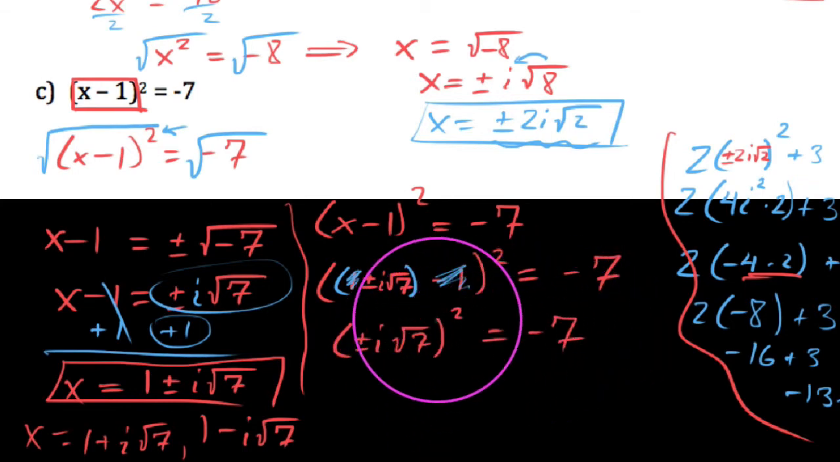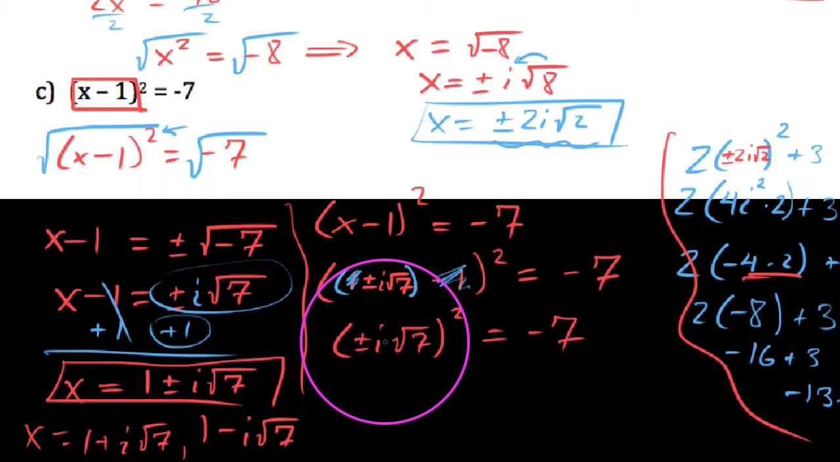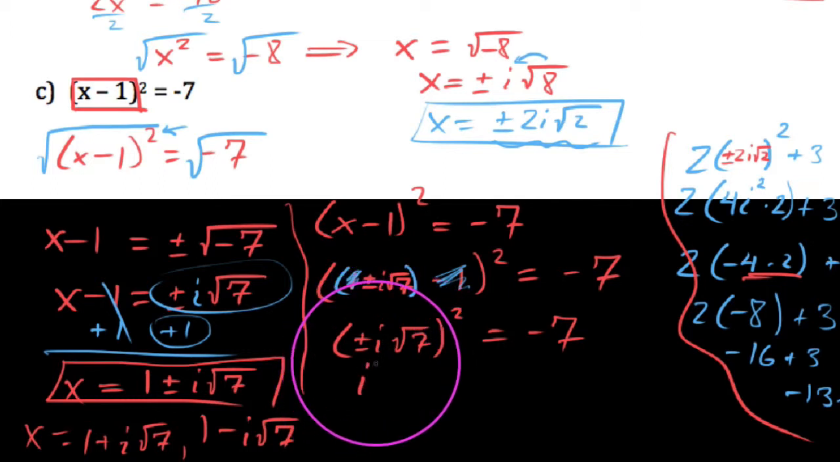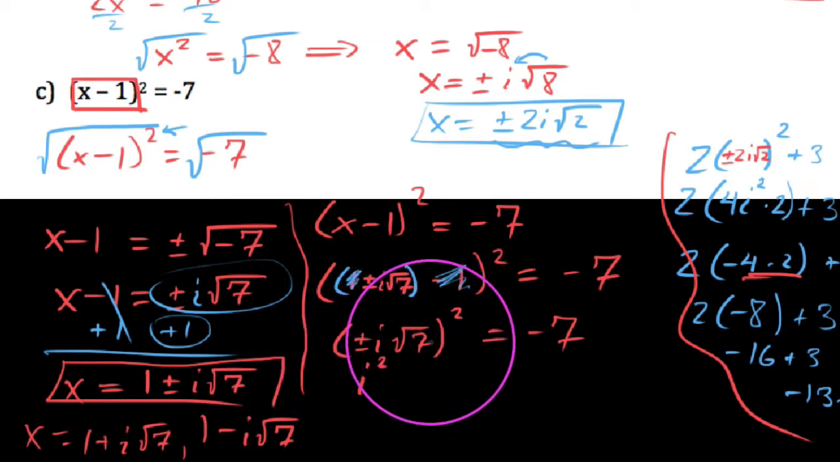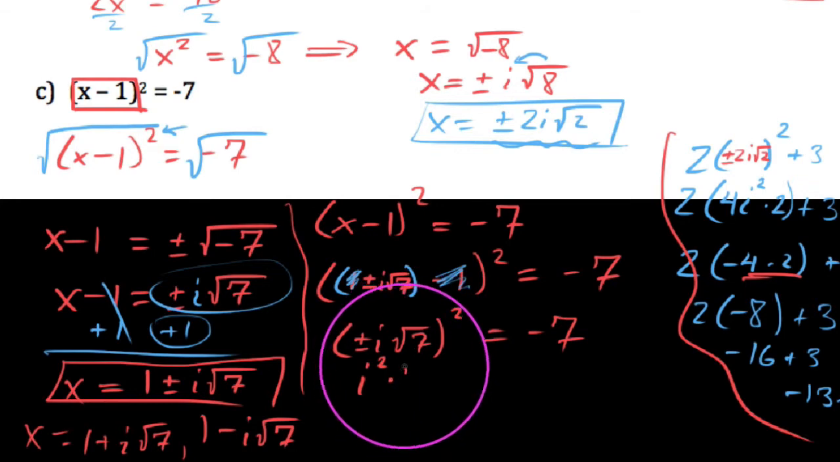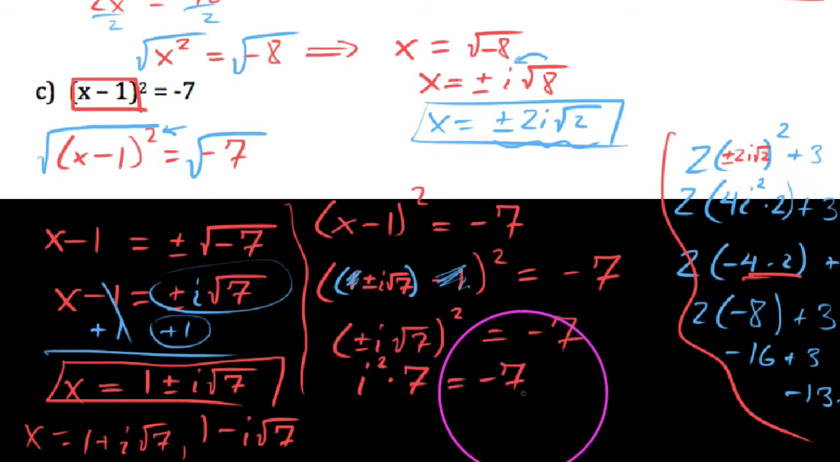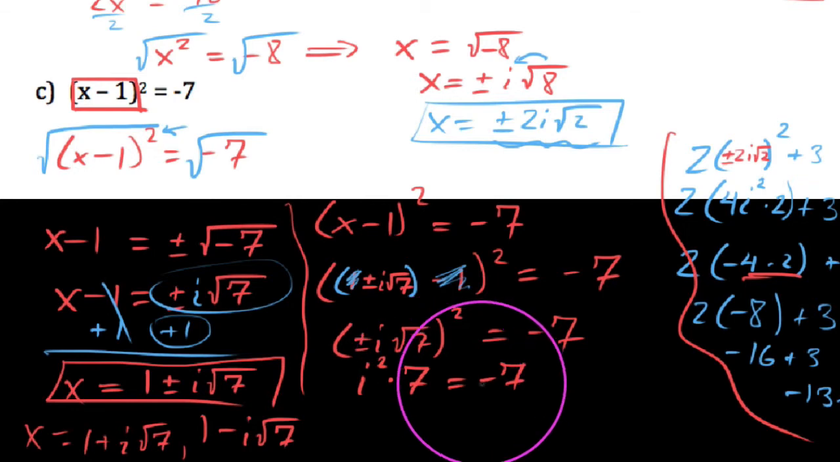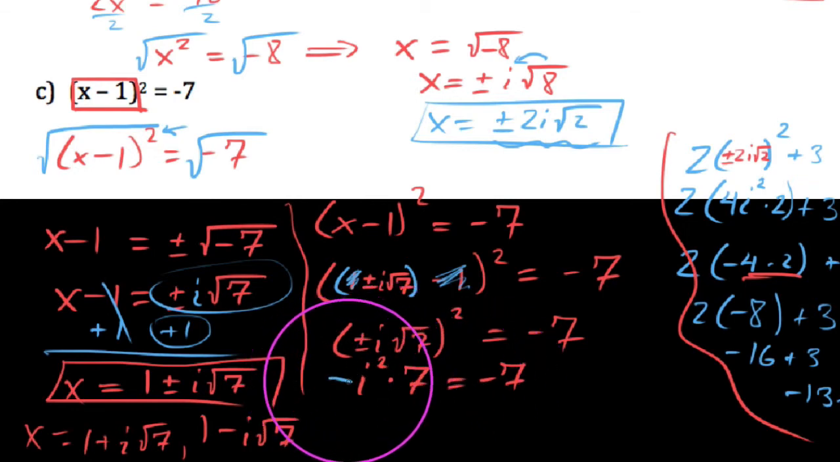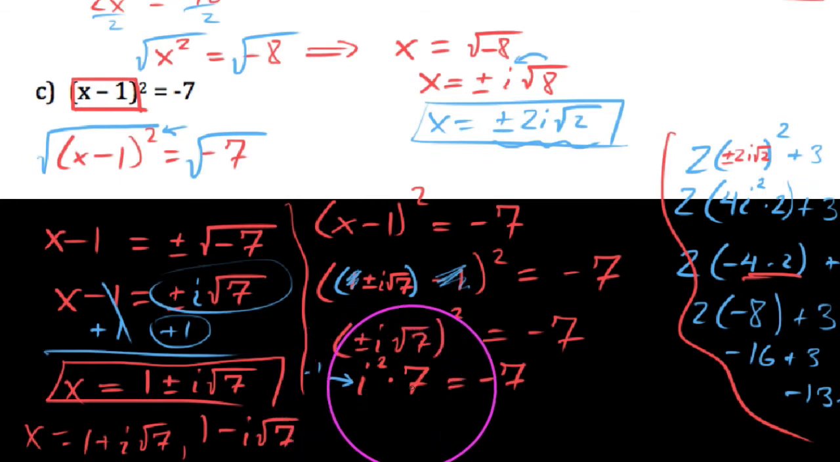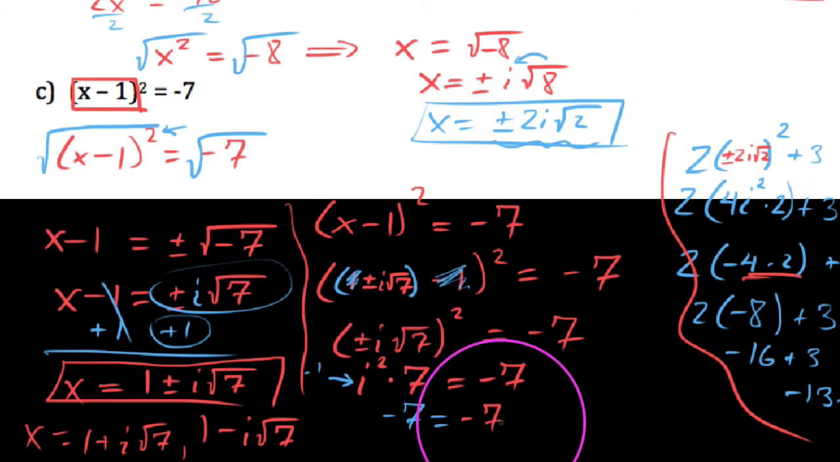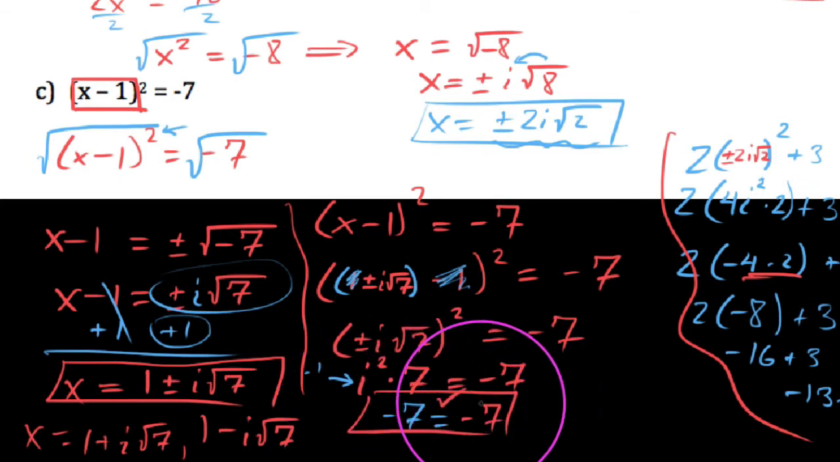So now squaring both of these, we say i squared is, well, that's just i squared. And if we took the square root of 7 and squared it, we would be left with just 7. So we're saying i squared times 7 equals negative 7. Well, this has to be true because recall that i squared is the same thing as negative 1. So now we're saying negative 1 times our positive 7 makes it a negative 7. And this comes out to be negative 7. So this is a solution.